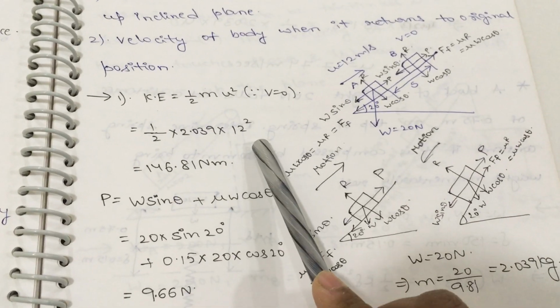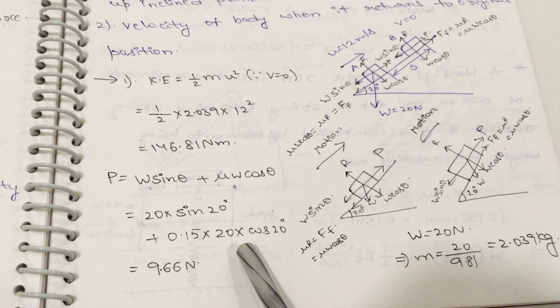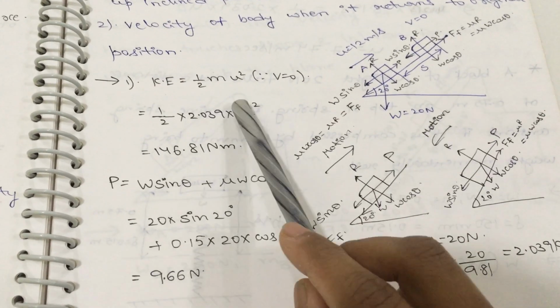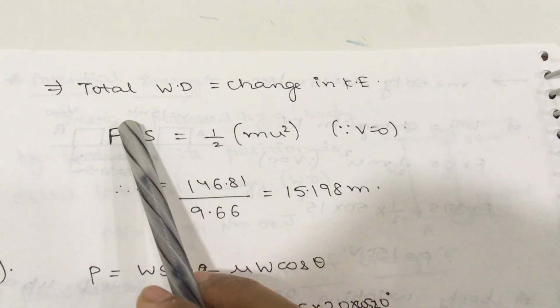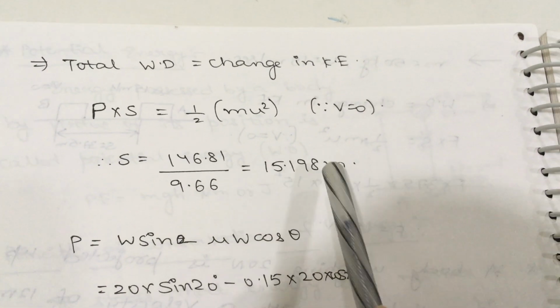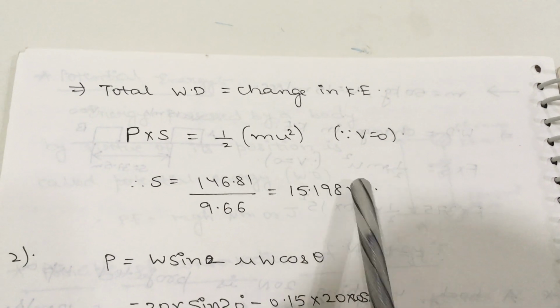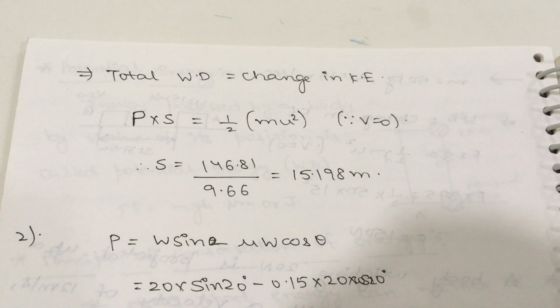Now we know the kinetic energy value and we know the force value. Now we can substitute these two values in the work energy equation in terms of the linear quantities. Now after substituting, you will get the displacement value in terms of meters. This is the first problem.